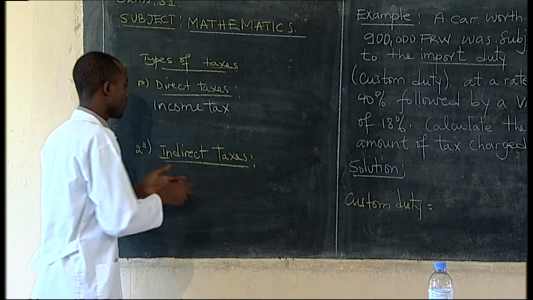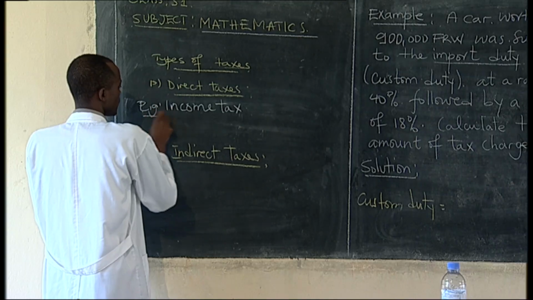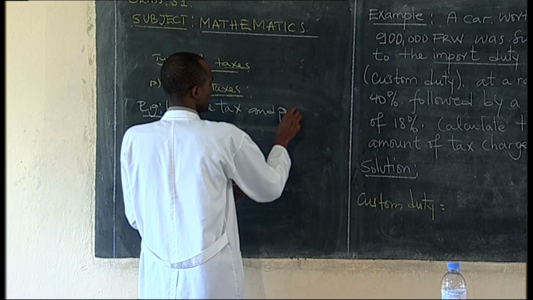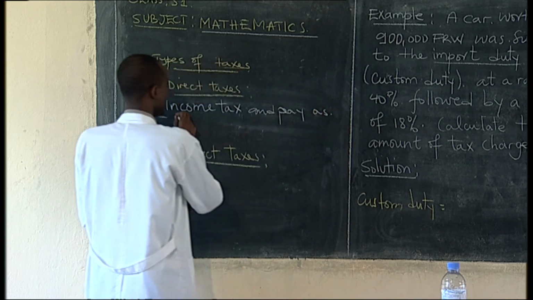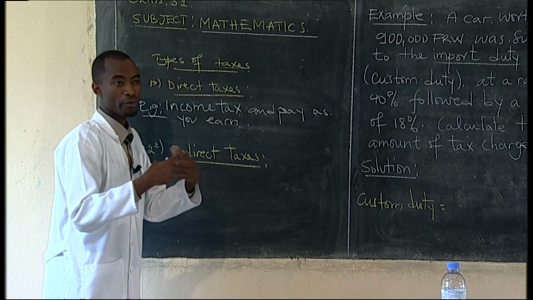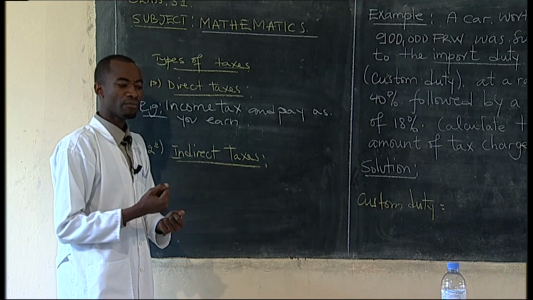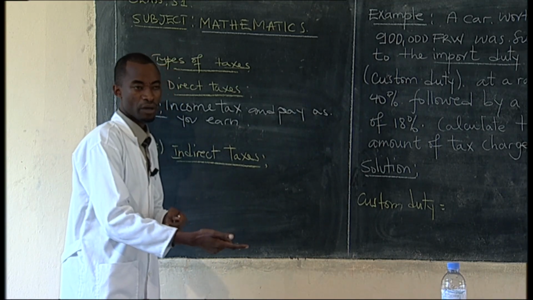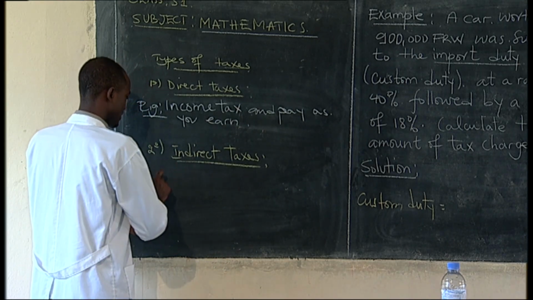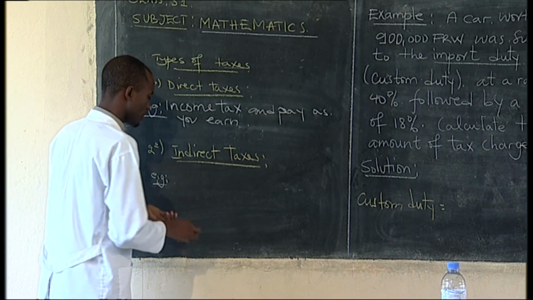Just as some examples of them: the income tax and pay as you earn. That's why we even call them direct taxes. As you earn some money, there is another amount of money that you have to pay as tax. And from the other one, called indirect taxes, we have some examples of them.